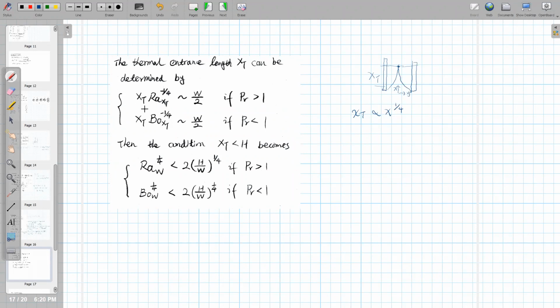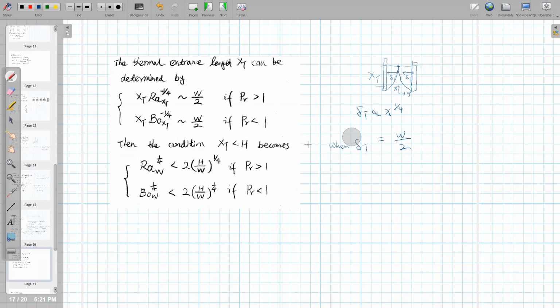And from our previous scaling analysis, this distance here is delta t, right? So basically this xt happens when delta t equals w over 2. Oh, I made a mistake. This is not xt; this is delta t, proportional to x to the 1/4 power. So when delta t becomes w over 2, then the entrance region is finished, and after that will be the fully developed case.